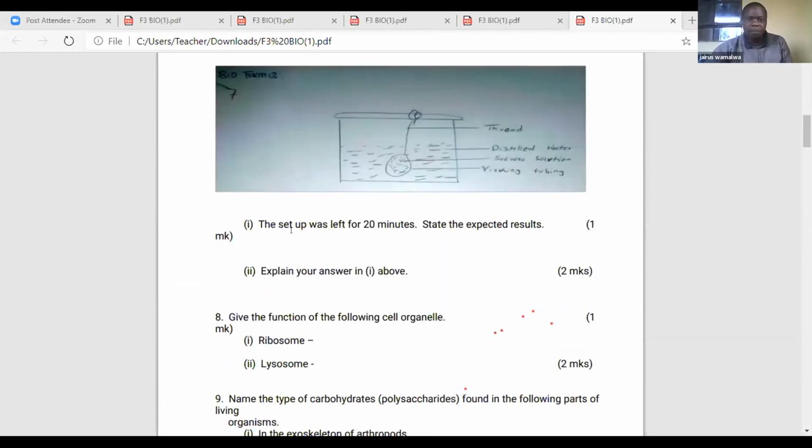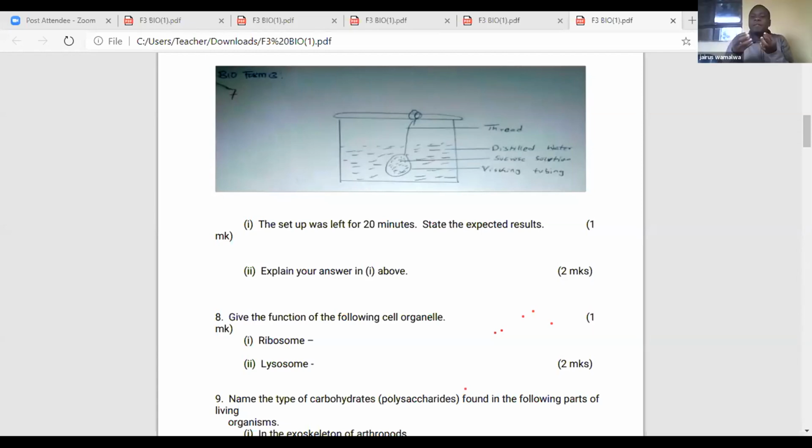So the setup was left for 20 minutes. State the expected results. You should talk about the movement of water, the whisking tubing increasing its content. Explanation. When we say to explain, don't just say water molecules move. First of all, give the environment. Second, you give the physiological process. And the third thing, you talk about the effect.